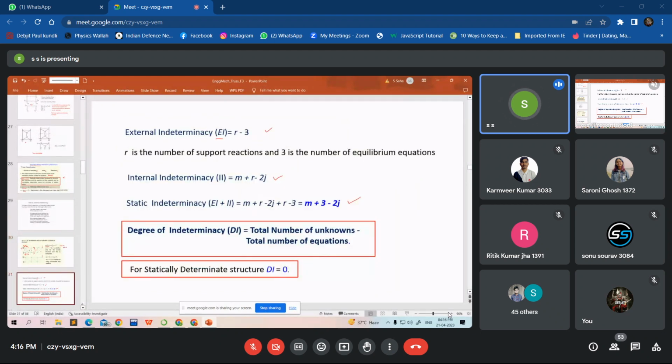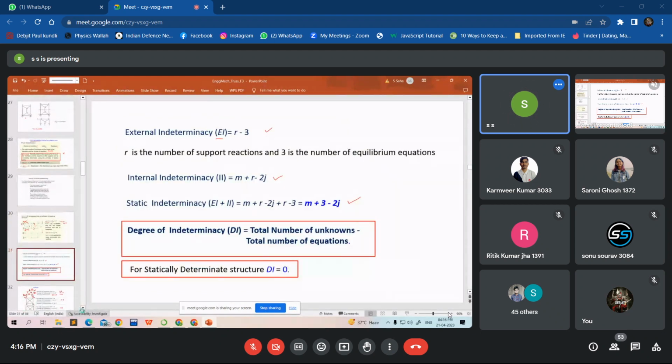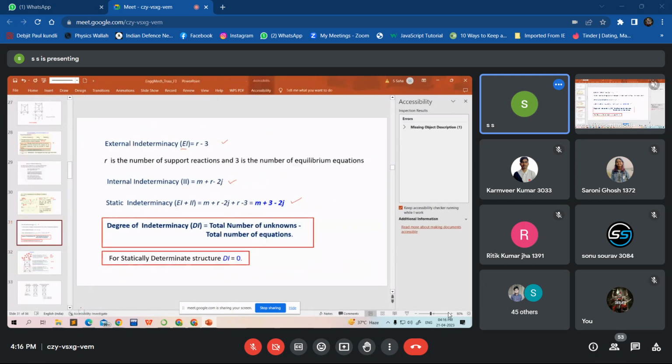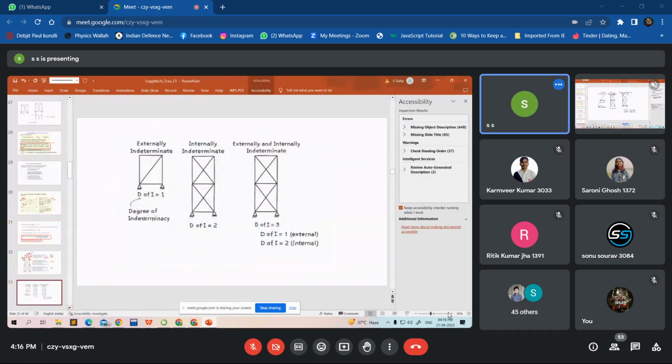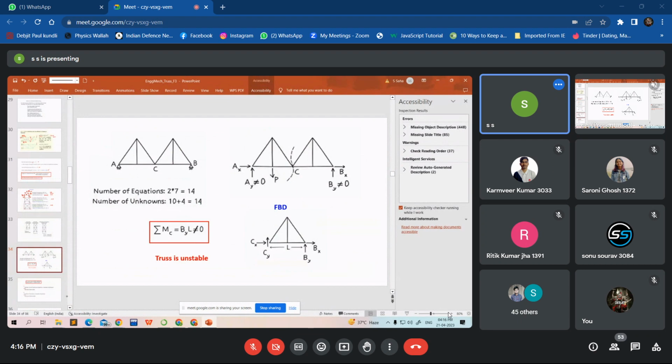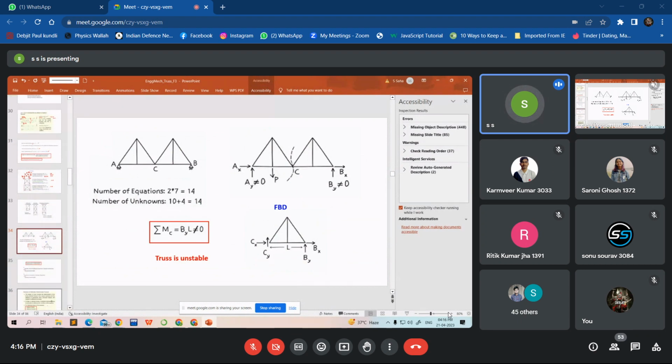Okay, so there is a degree of determinacy that we'll skip now. Okay, so there are some examples.